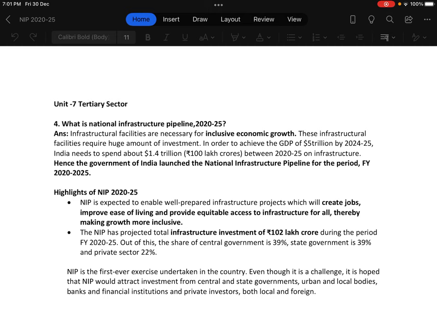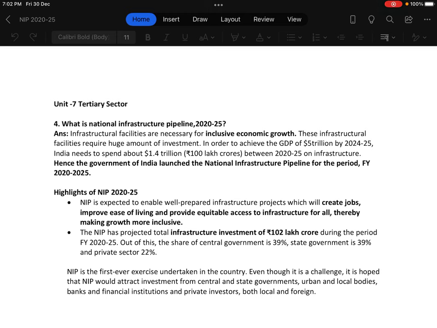Then how will it happen? Only if the projects prepared for this national infrastructure pipeline are very conclusive, indicating that it is a well-prepared infrastructure project in the country. This is a challenging thing undertaken by the government, and after 2020-25 we will know whether the government has met the targets or not. But anyway, this is one of the first ever projects undertaken by the country, which is the national infrastructure pipeline for the financial years 2020 to 2025.